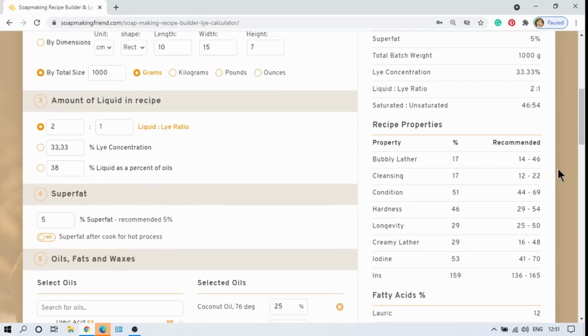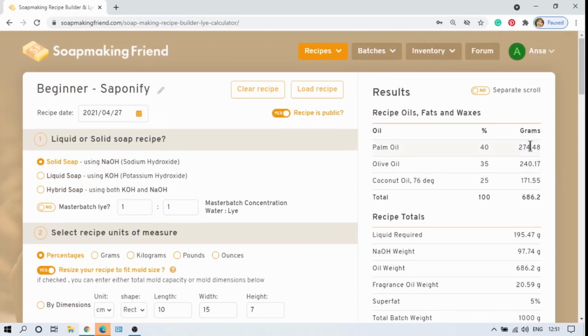Okay, so now all your information appeared here on the right hand side. If you go back up, you will see how many grams of each oil you're going to need. For 40% palm oil, it's going to be 274.48. I don't usually bother too much with the decimals. For oil, I usually round up, and when we get to the lye, for example 97.74, I would just use 97 grams because my scale cannot work in decimals. If I leave the 0.74 gram out, it's just going to increase the superfat by a minuscule, very, very small amount. So for oils, I round up, and for the lye I round down. So these are the amounts that you need for every oil here.